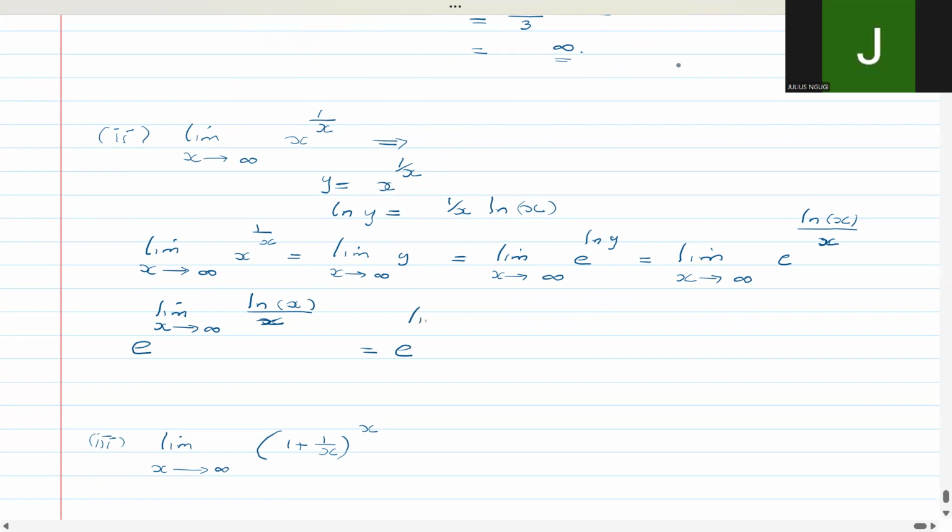So you have limit as x approaches infinity. Derivative of ln of x is 1 over x, and then the derivative of x is 1. So dividing by 1, now if you substitute this big number which x is approaching, you get 1 over a very big number, which is equal to 0. And any number to the power 0 is equal to 1.